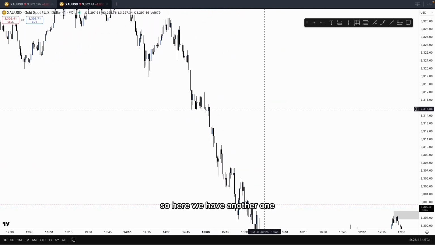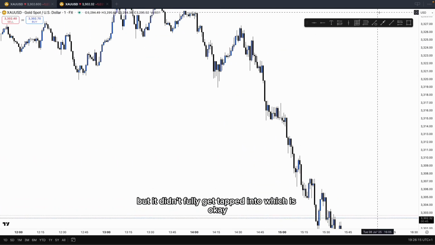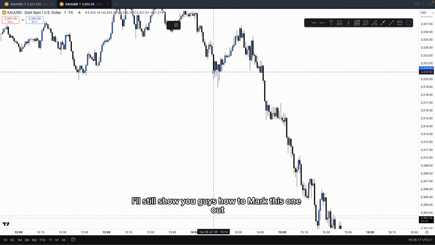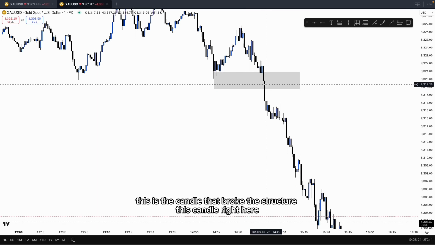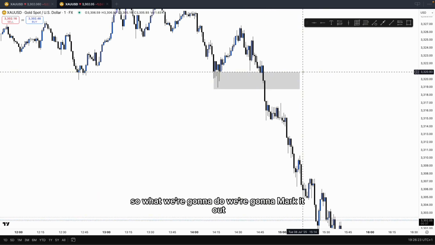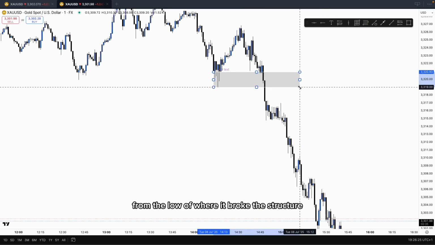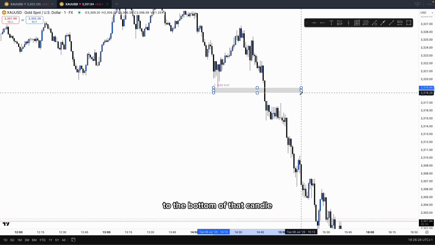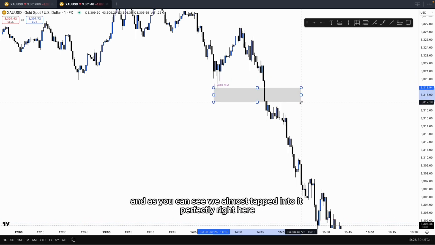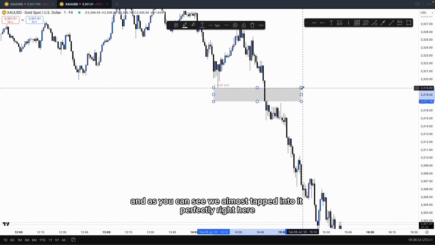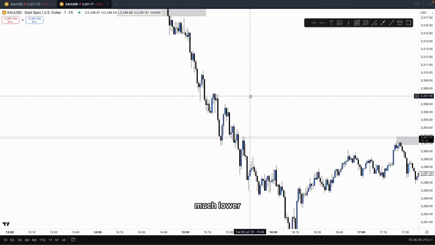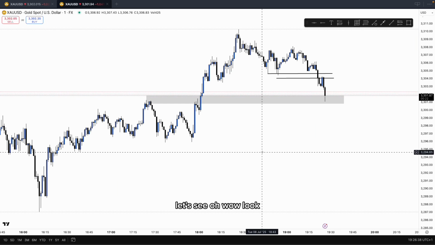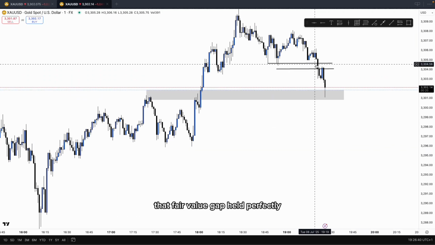Okay, so here we have another one, but it didn't fully get tapped into, which is okay. I'll still show you guys how to mark this one out. So obviously this is the candle that broke the structure, this candle right here. We're going to mark it out from the low of where it broke the structure to the bottom of that candle. And as you can see, we almost tapped into it perfectly right here to then obviously go much, much lower. Let's see, oh wow, look, that fair value gap held perfectly.